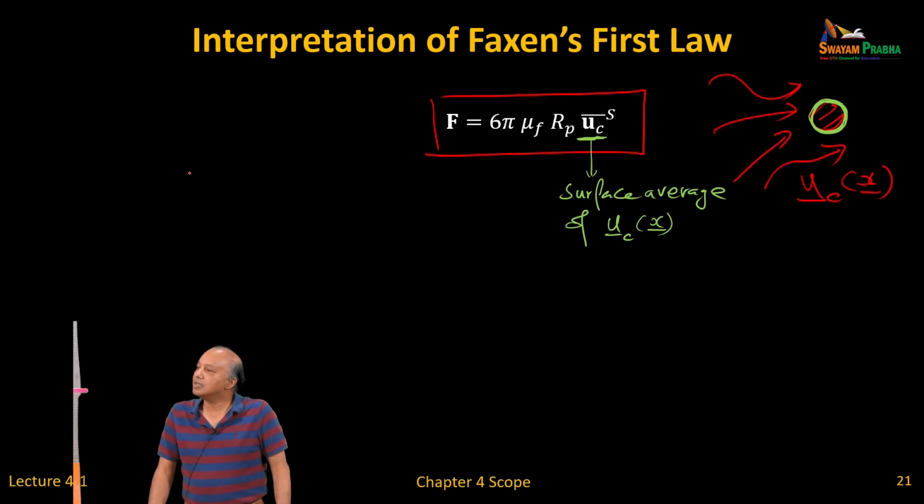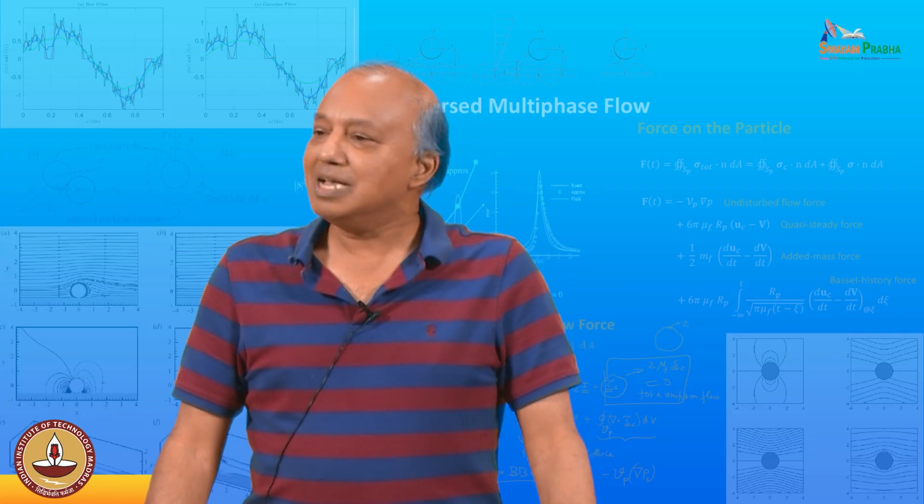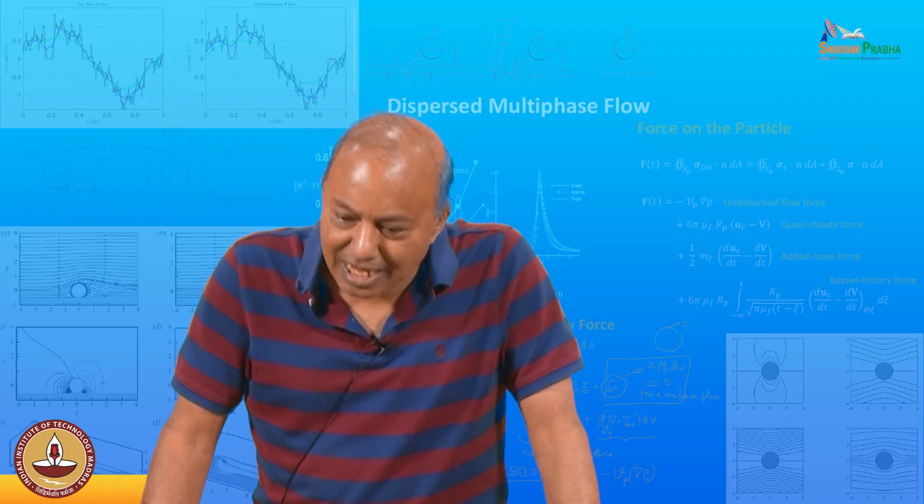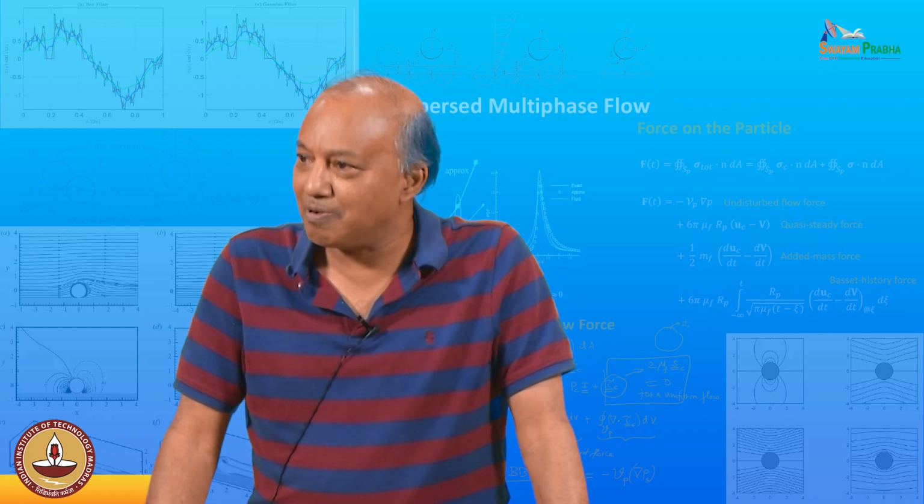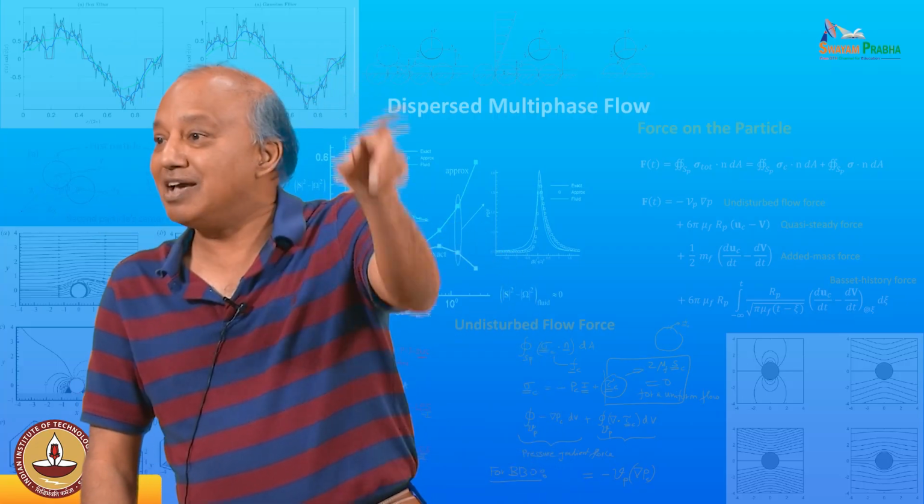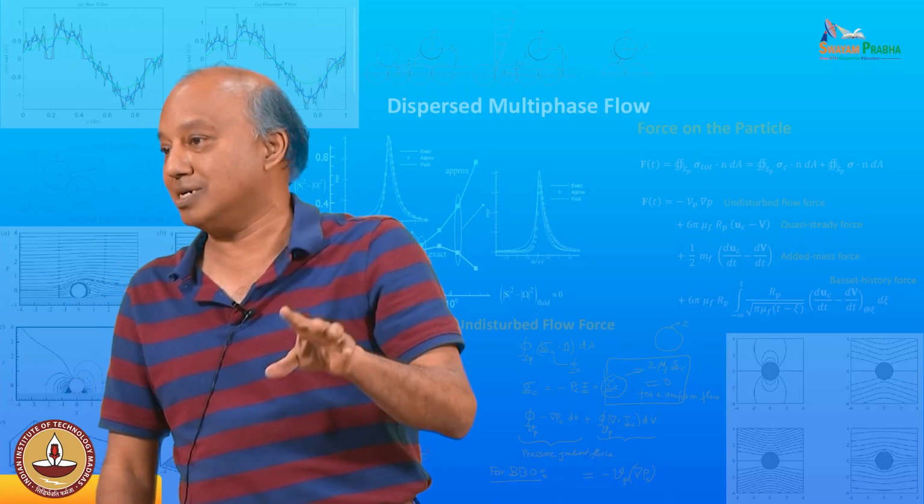What should be the layer that should be averaged? Why do you worry about the layer? Remember, when the particle is there, there is a boundary layer, all sorts of stuff happens. We are asking you to surface average the undisturbed flow, the flow that would exist without the particle.